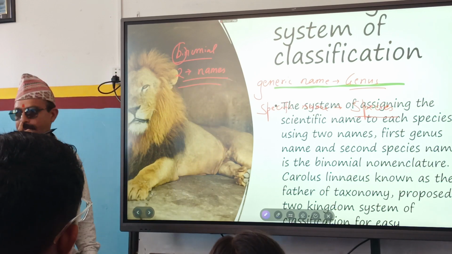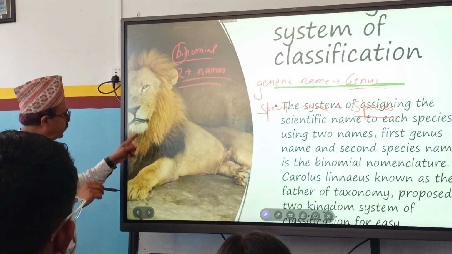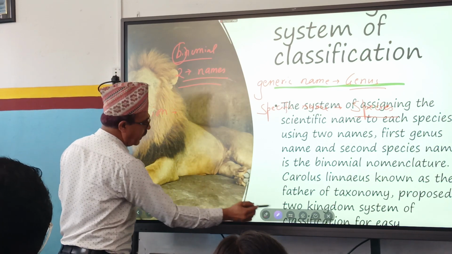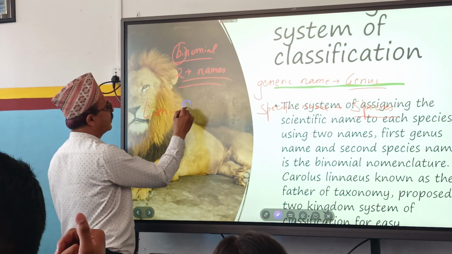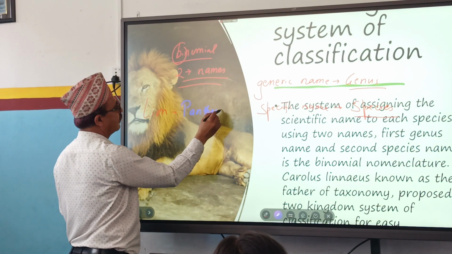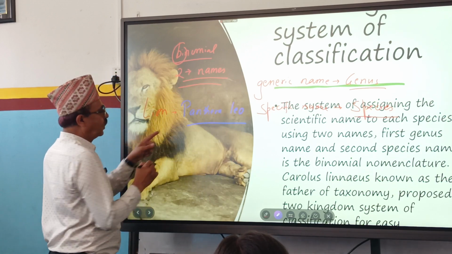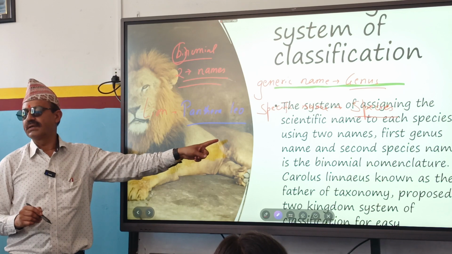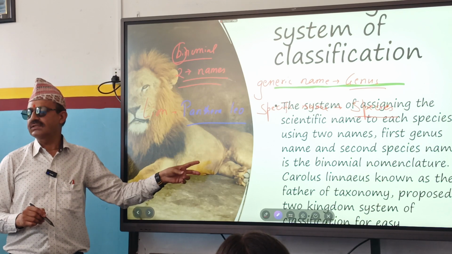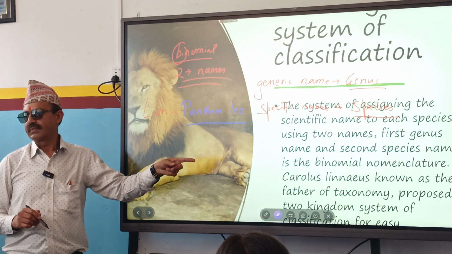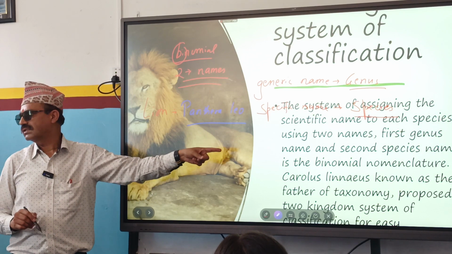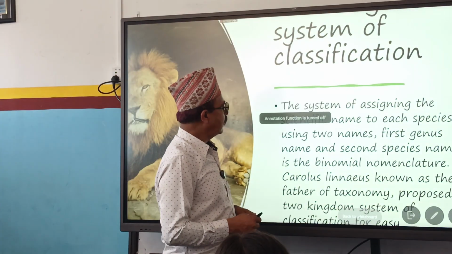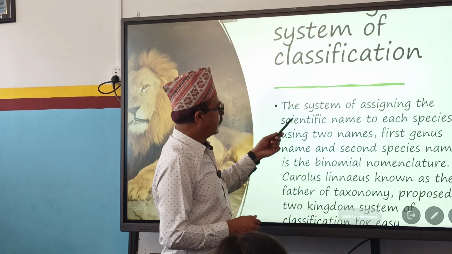How many names are given? Two names are given. So what is the scientific name of lion? Do you know? Panthera leo. First name is generic name, second name is specific name. This is the way. Panthera leo. For tigers, Panthera tigris. Panthera is the same, but tigris. So, who gave that idea for the first time? Carolus Linnaeus, right?